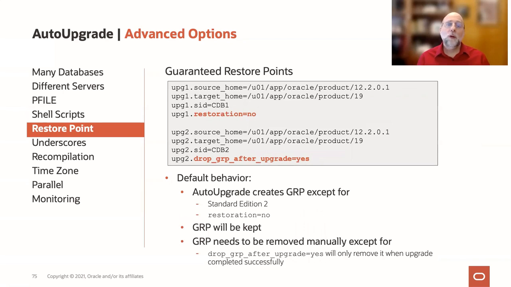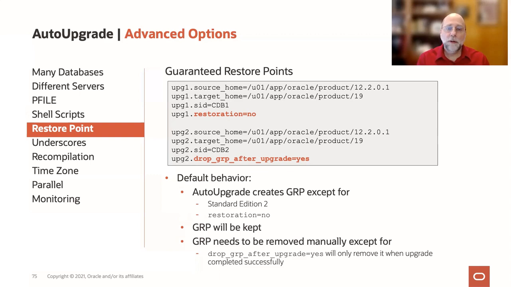AutoUpgrade by default will create a guaranteed restore point as a fallback mechanism unless you're using standard edition SE2 on your database. But you can control that yourself in case you don't want to use a guaranteed restore point. That might be the case, for example, if you're running in no archive log mode and you can't take a guaranteed restore point. So you could say restoration equals no as part of your config file.